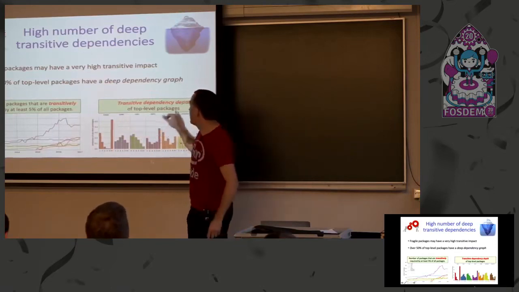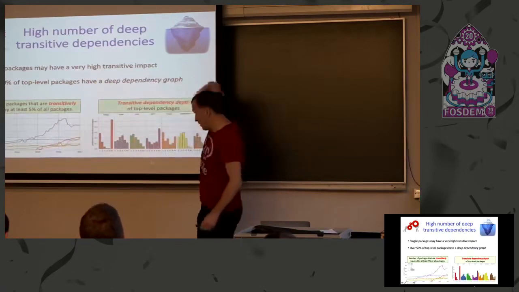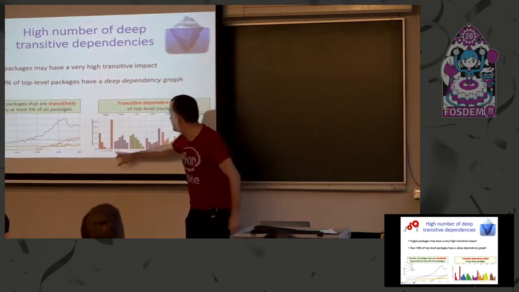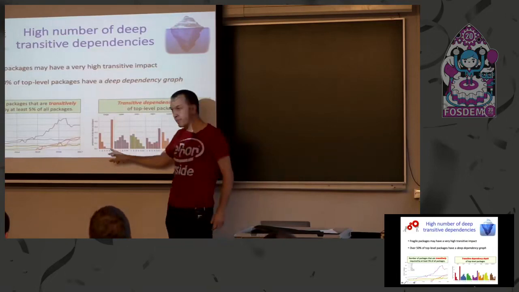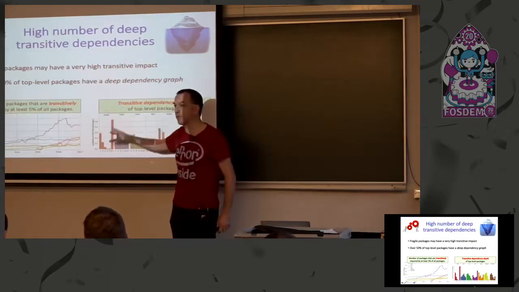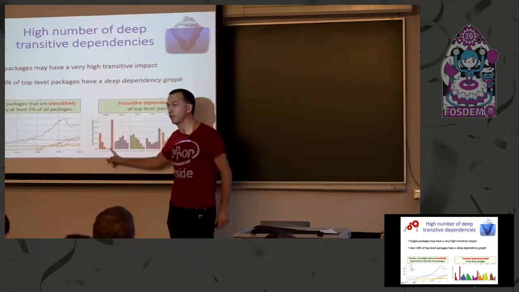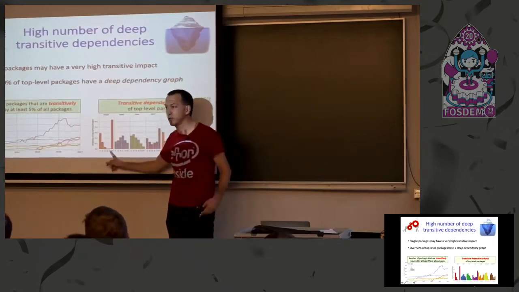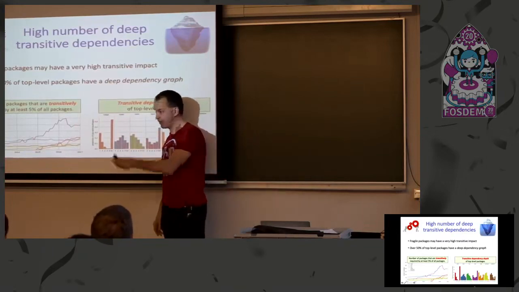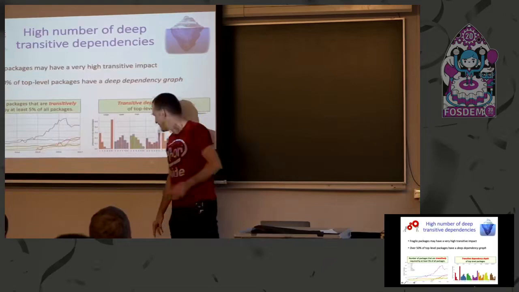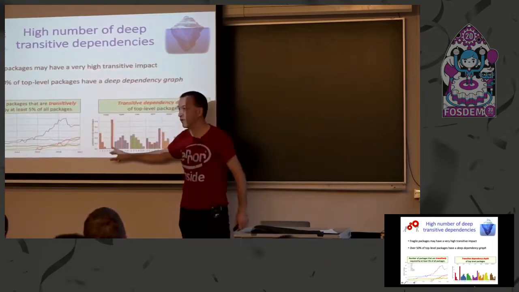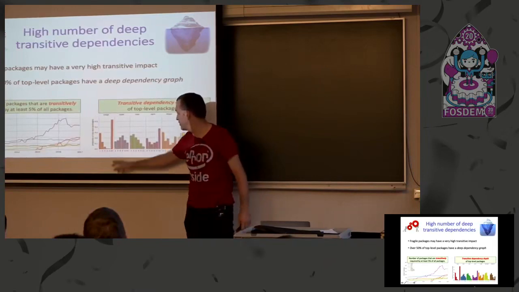In that case, basically what we can see here, for example, if we take Cargo, is that more than 50% of all packages have a dependency depth of at least 6 or more. So this means a dependency of a dependency of a dependency of a dependency of a dependency of a dependency, and so on. This is really the worst case, Cargo. Lots of very deep levels of transitive dependencies.